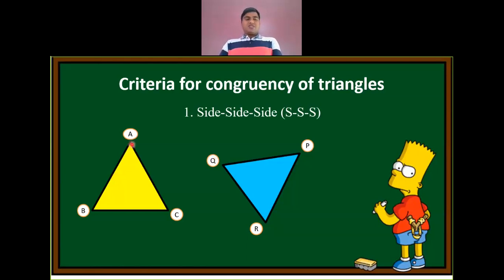Here, now this is a triangle ABC and this is also a triangle PQR. Two triangles are given. In this triangle, side AB equals to side PQ, side BC equals to side QR, and side PR equals to side AC. So therefore three sides are equal. Now we verify these two triangles are congruent, yes or no.